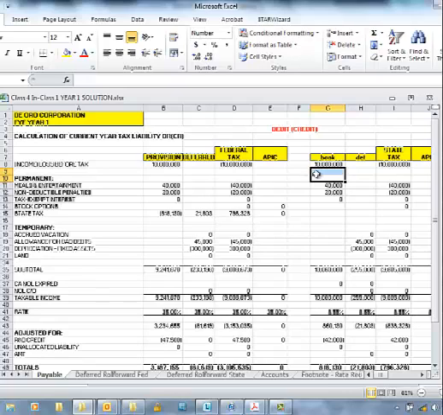You'll see that this file has a bunch of tabs. We're going to start on the payable tab, but it has a deferred roll forward, which we'll get to in a second. It has an account roll forward, which we've been talking about in class so far tonight. So we roll forward our accounts from last year to this year, and it has a rate rec too. So this thing has kind of got it all.